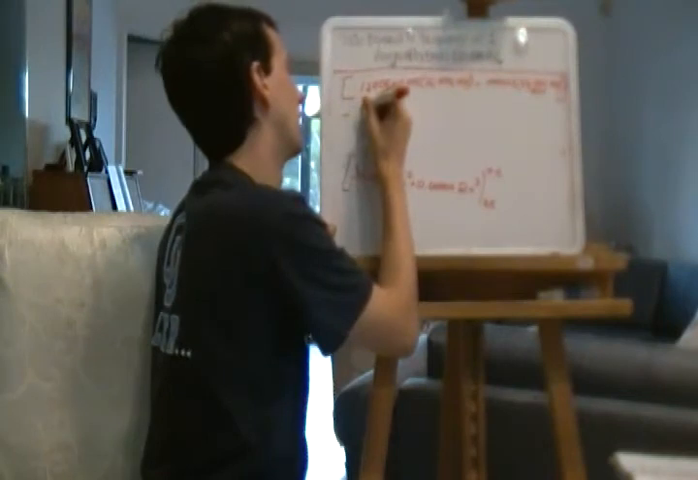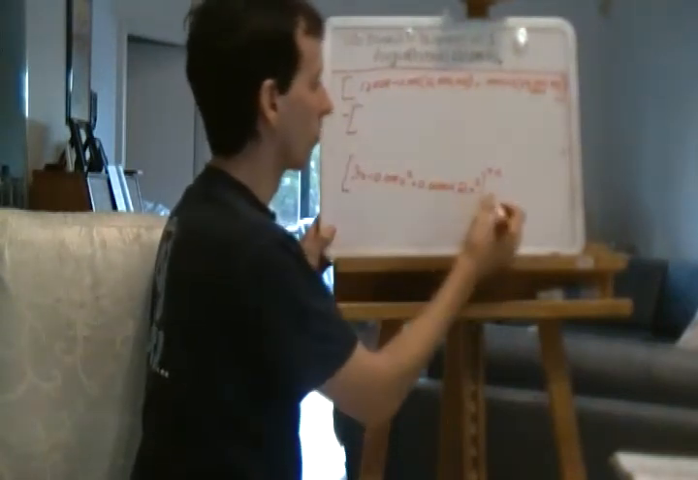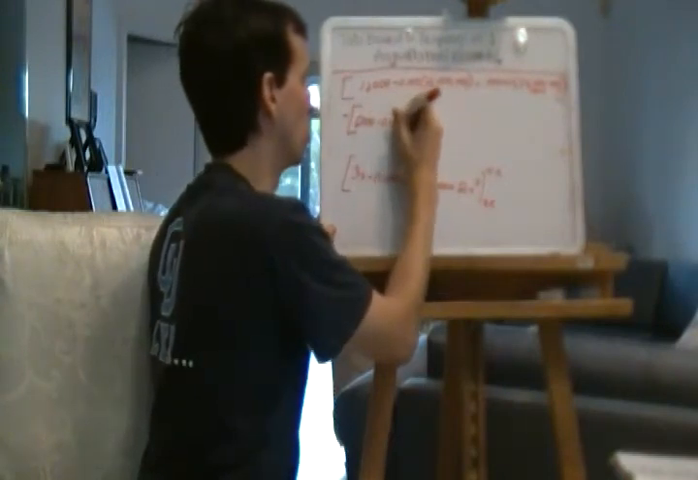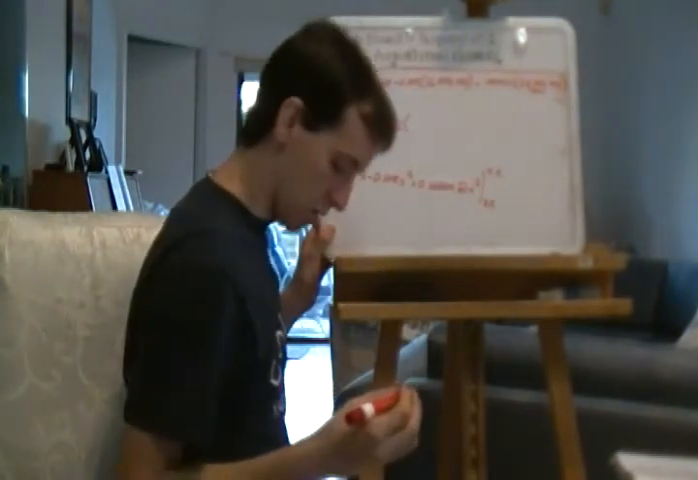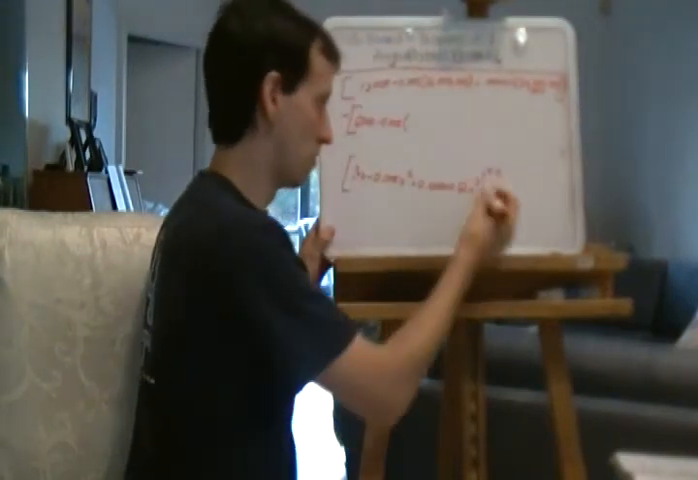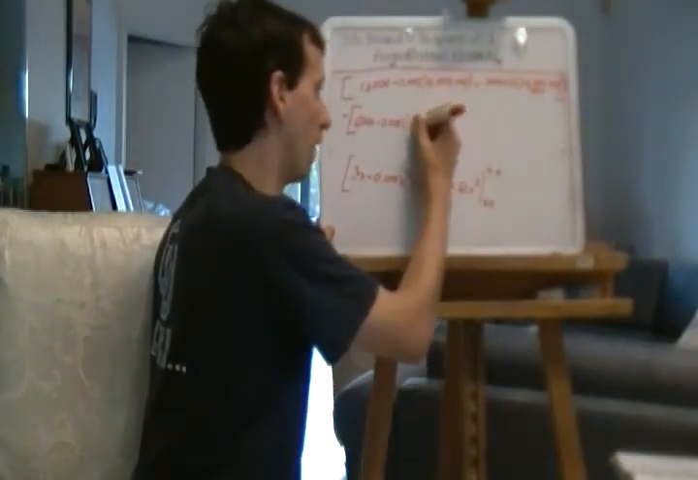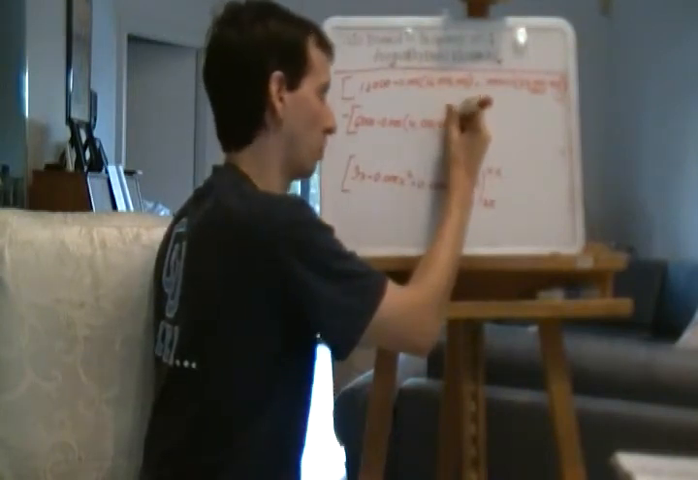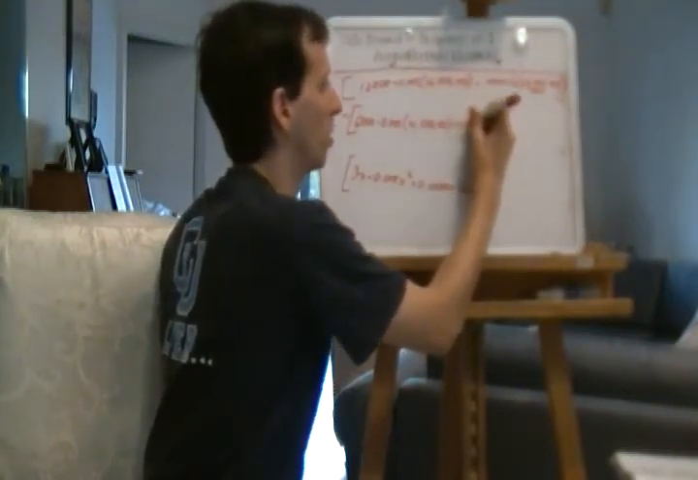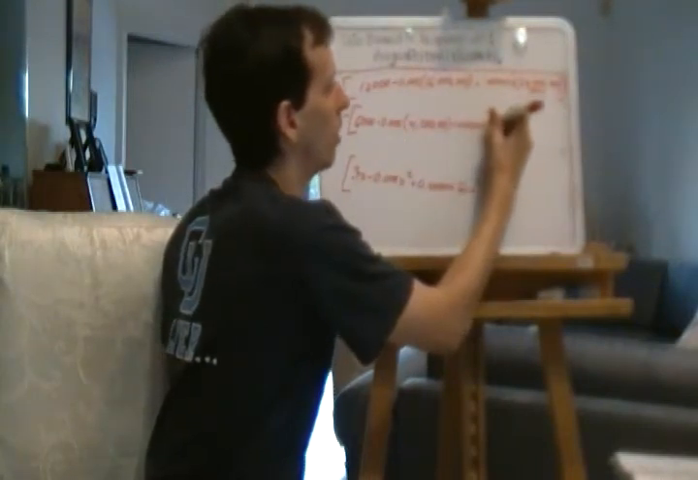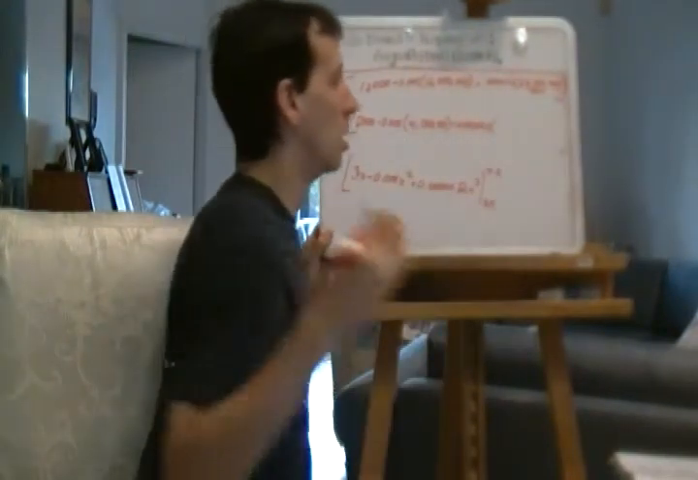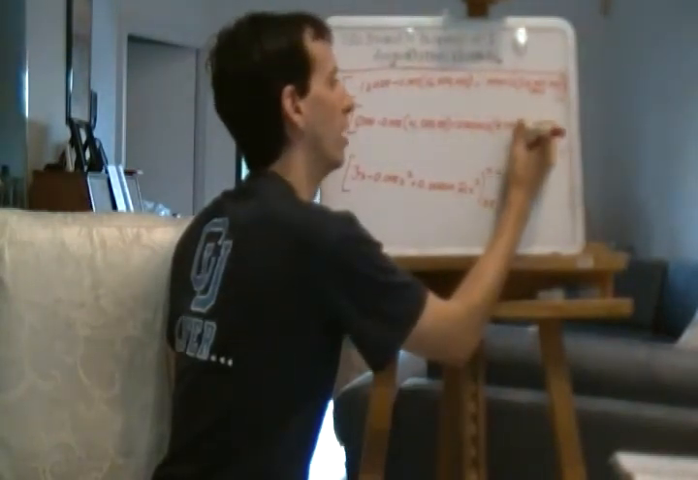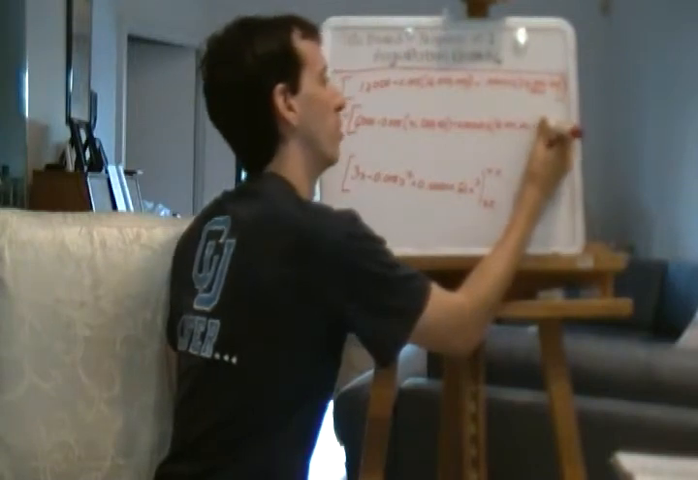And we're going to subtract the value at 2,000, which is going to be 6,000, minus 0.005 times 2,000 squared, which is 4 million, plus 0.000002 times 2,000 cubed, which is going to be 8 billion.